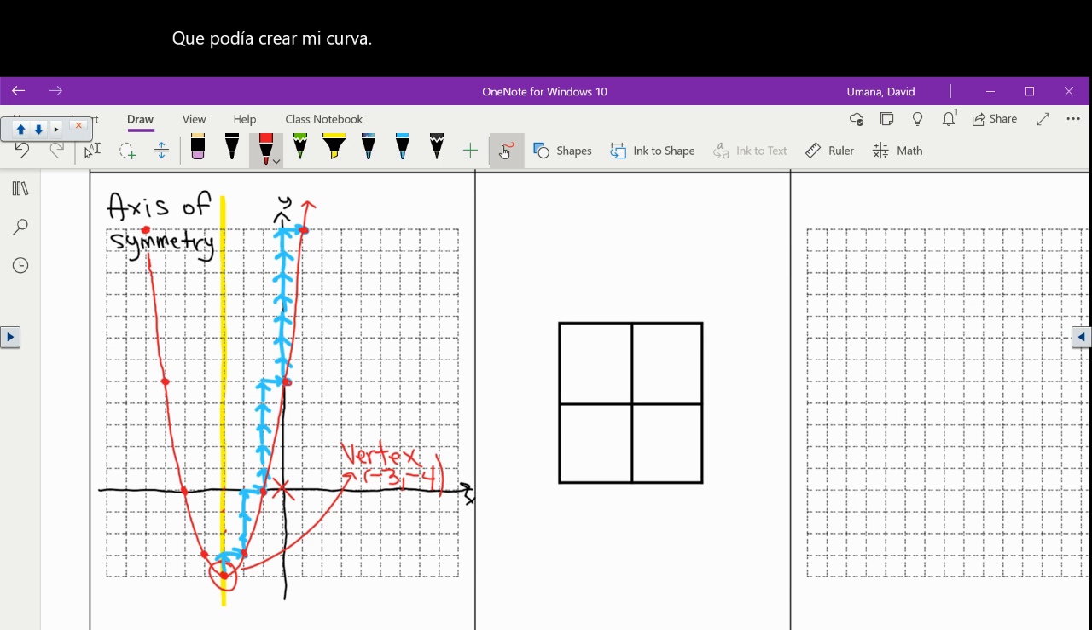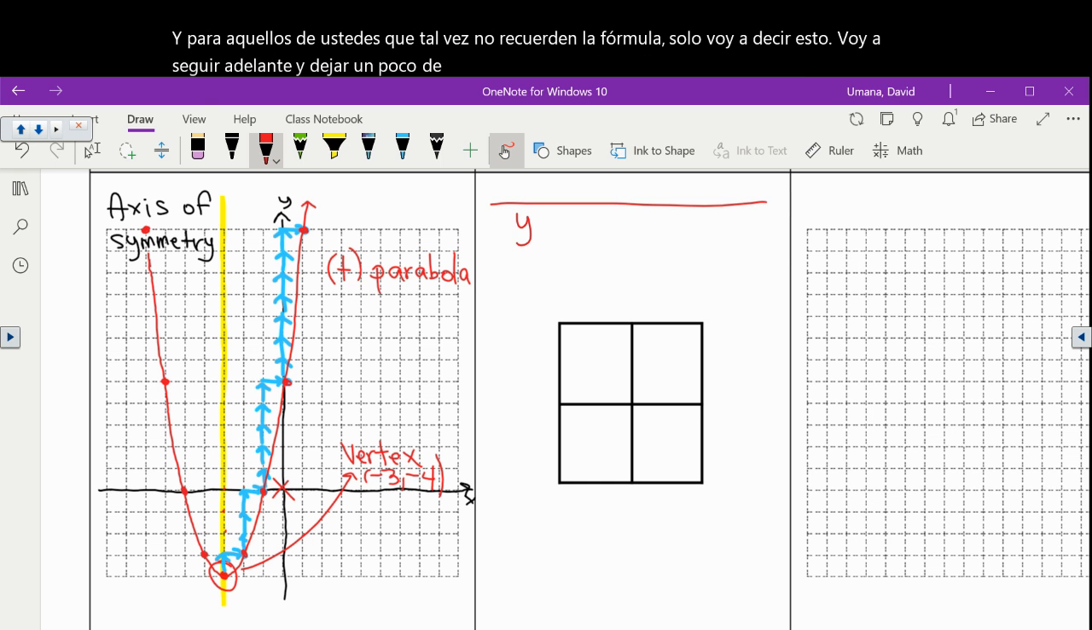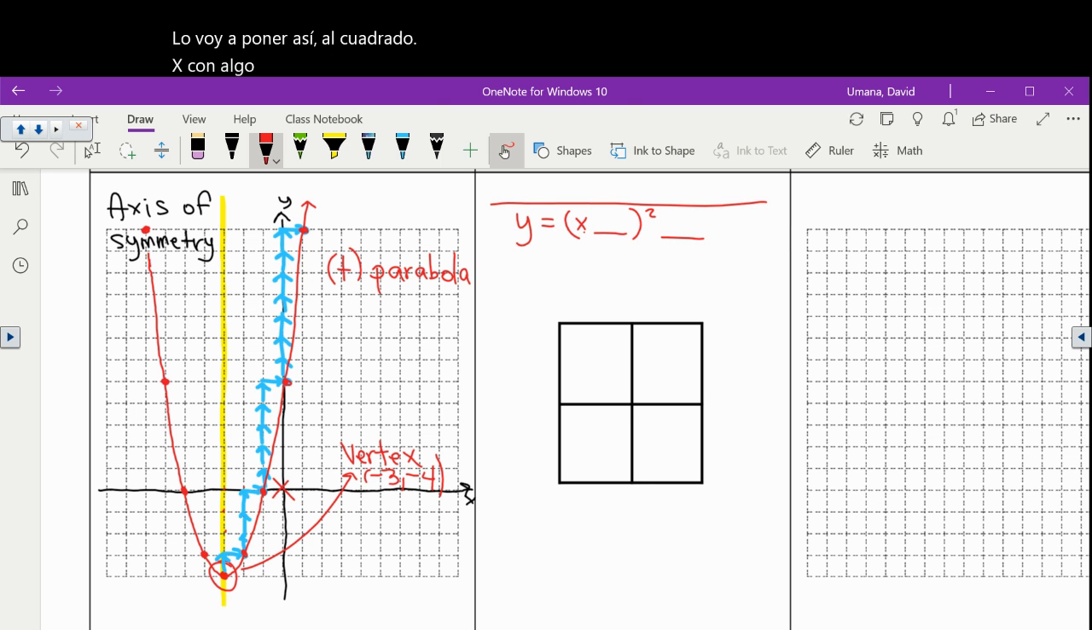I am right back at having a positive parabola. By the way, I'm going to claim that because I know the vertex, I know the formula too. For those of you who may not remember the formula, I'm going to leave a little bit of a gap here, and underneath I'm going to say y equals, squared, x with something, and then something at the end. Think of that as the skeleton, just the basics of it.